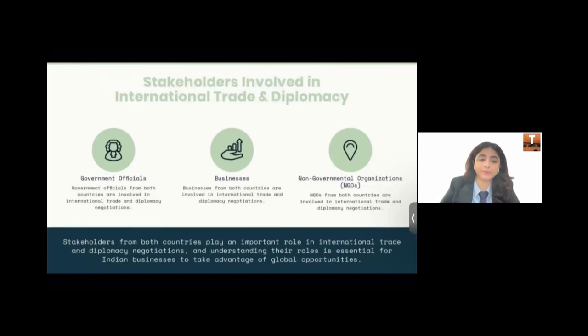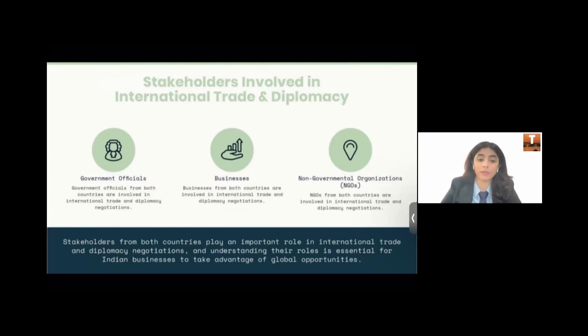Coming to the next slide. Now, what are the stakeholders involved in international trade and diplomacy? As we all know, stakeholders play a significant role in both international trade and diplomacy. They represent various entities that have an interest in and are affected by these processes. So, I'll be telling you about some major stakeholders in this scenario.